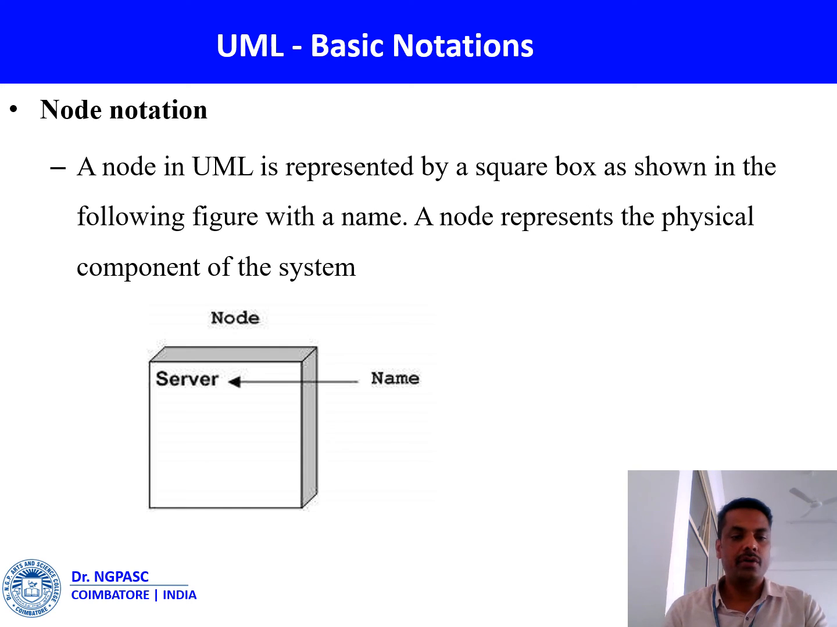The next one is node notation. Here, a node in UML is represented by a square box as shown in the following figure, with a name. A node represents the physical component of the system. Here, we can give some of the physical components of the system. For example, we can give the student details or staff details, or some of the product details, in the server.